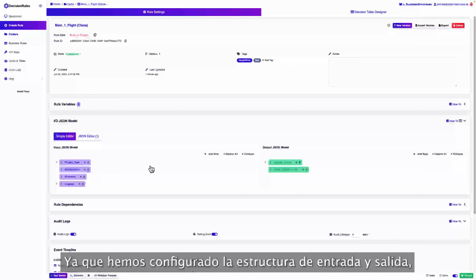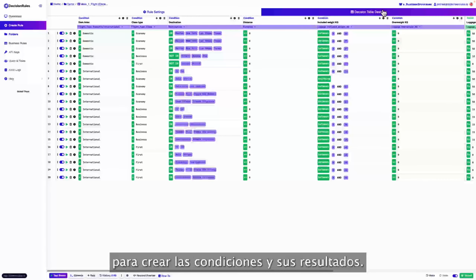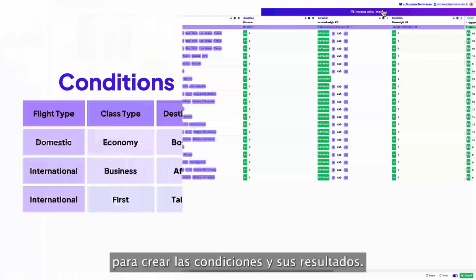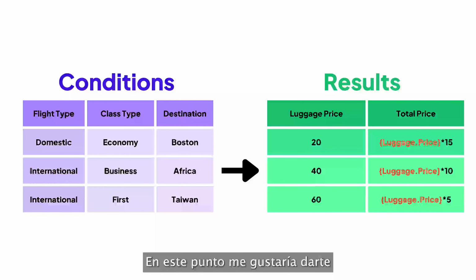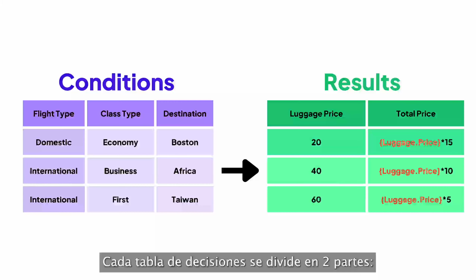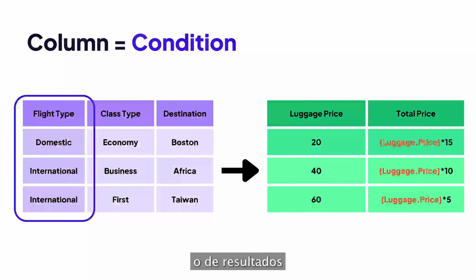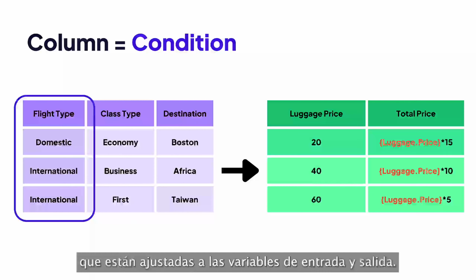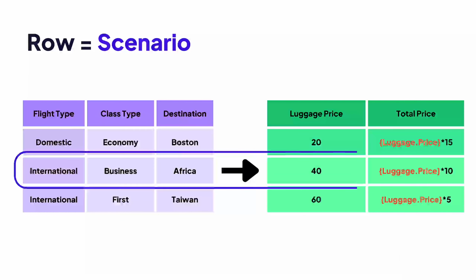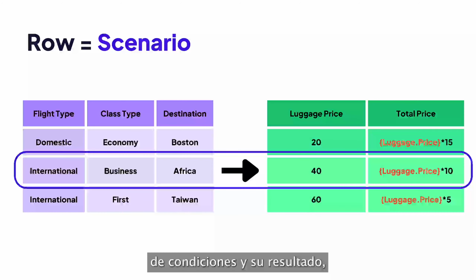Since we have set up the input and output structure, we can go ahead towards the rule designer to create the conditions and their results. At this point, I would like to give you a brief overview of how the decision table works. Each decision table is split into two parts, the condition part and the result part, each containing either condition or result columns that are tied with the input and output variables. And the row represents a certain combination of conditions and their results.